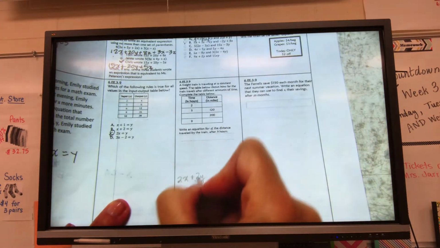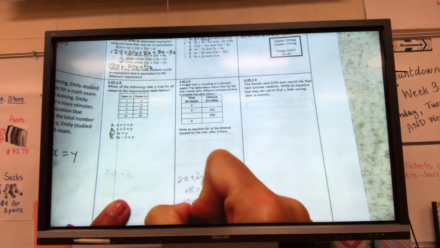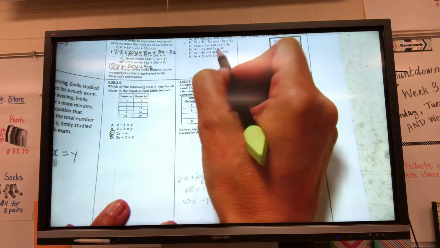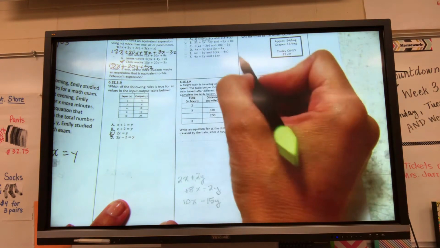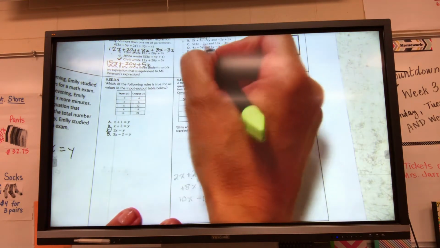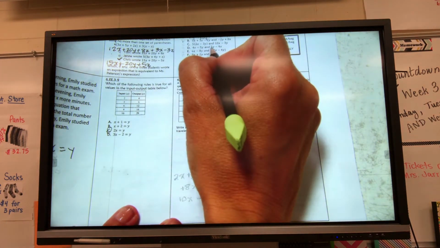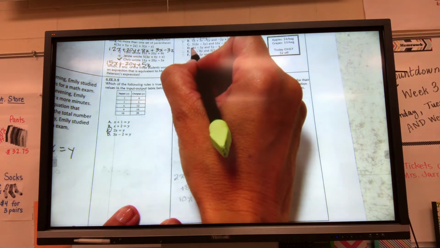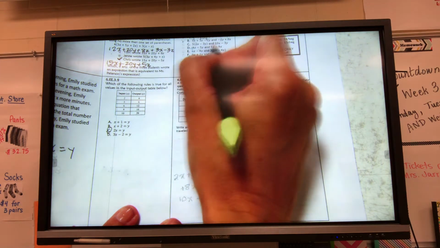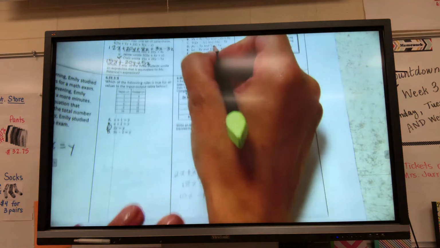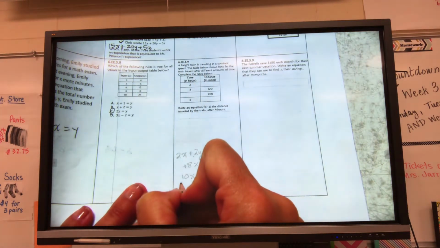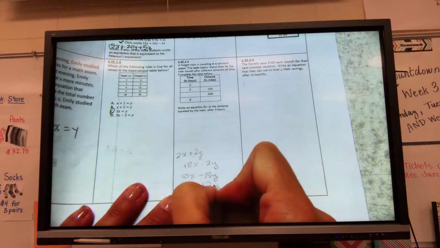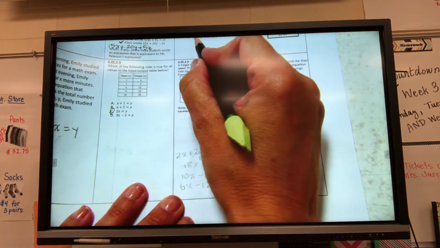So for letter C, we would have 10x minus 15y. That's not what we got here. So that's incorrect. For D, swapping them around would not give me that because this is a positive in front of here and this is a negative. So D can't be correct either. For letter E, sharing the love, we'd have 6x minus 12y. And that's not what we got here. That's not the same.